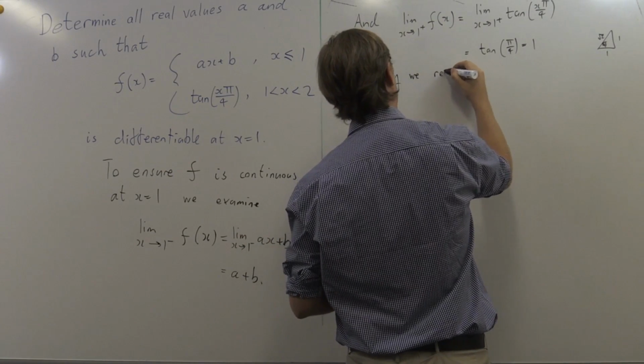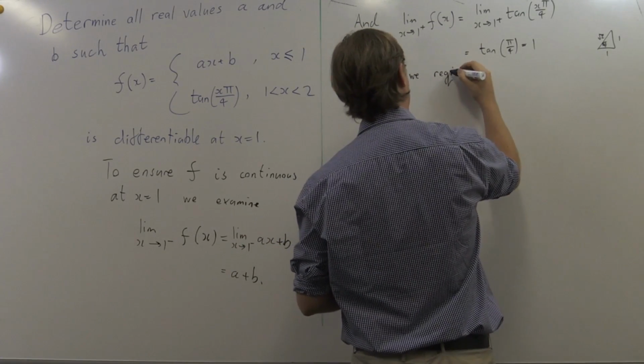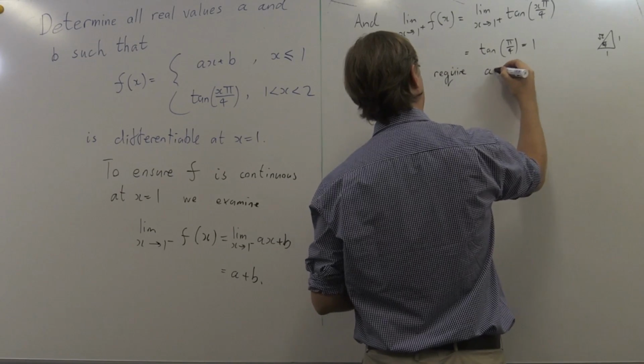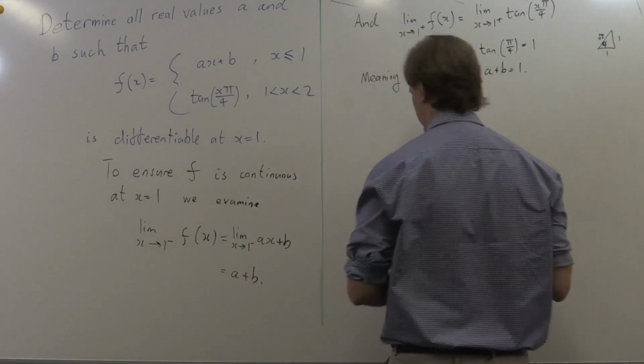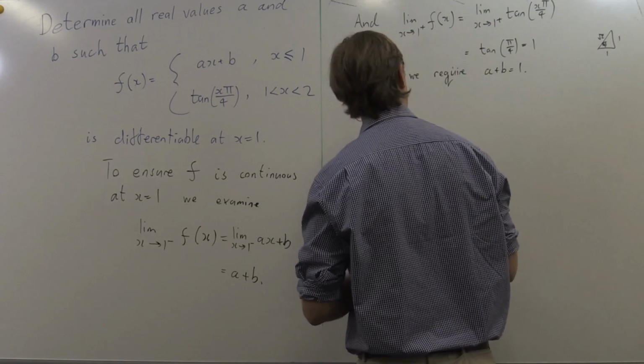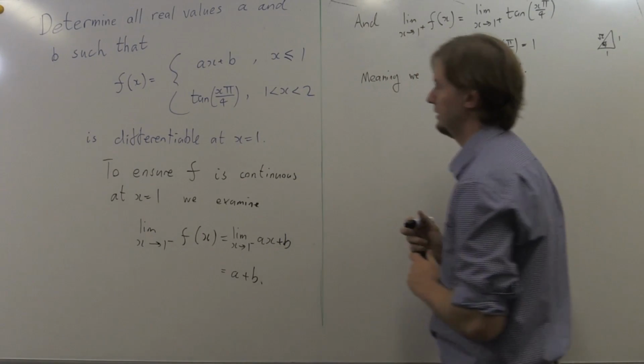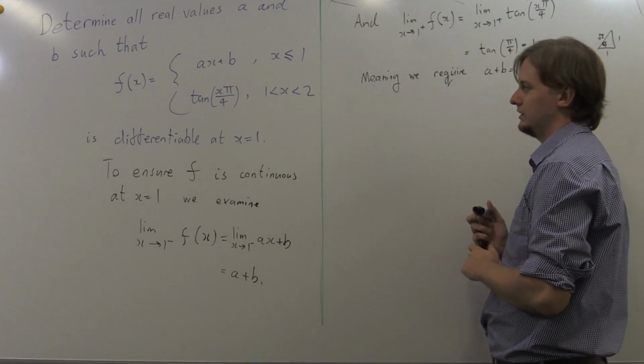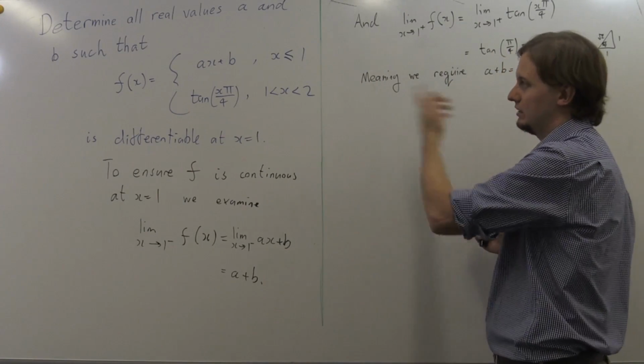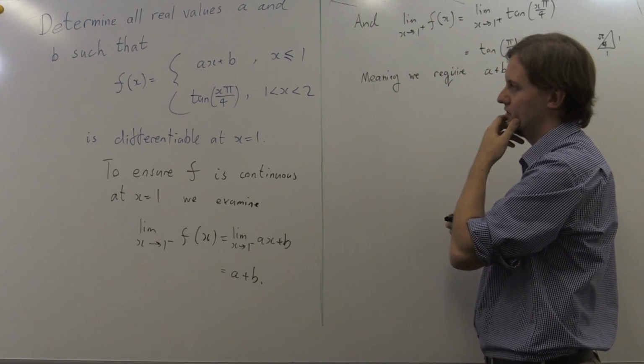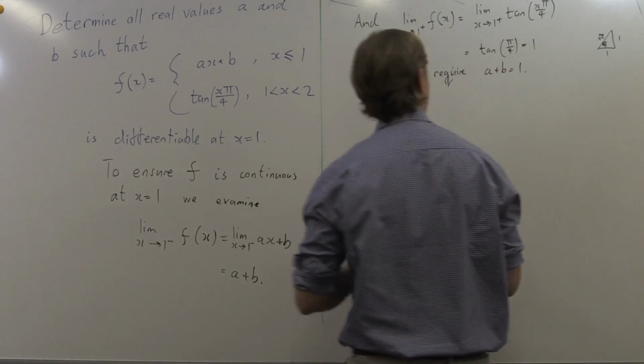Meaning we require a plus b equals 1. Alright, so that gives us a condition, but it's not enough to pin down a and b entirely. This is only ensuring continuity. Now I need to make sure that the derivatives match.